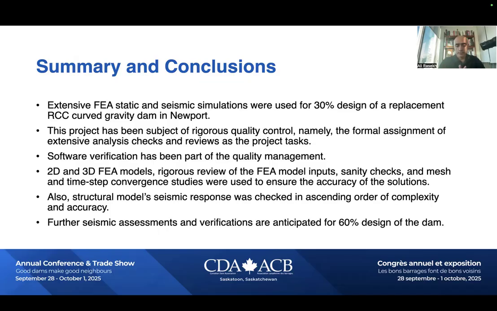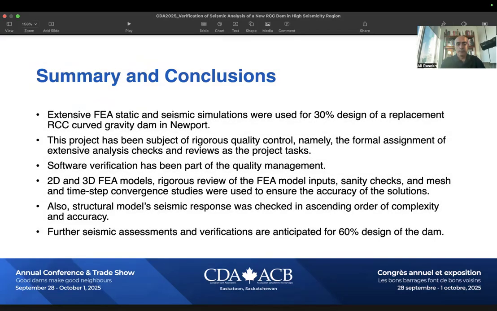But this is only 30% design, and further seismic assessments and verifications are anticipated for 60% design of the dam.